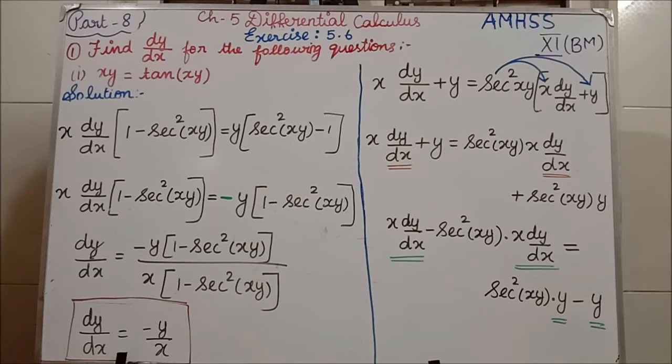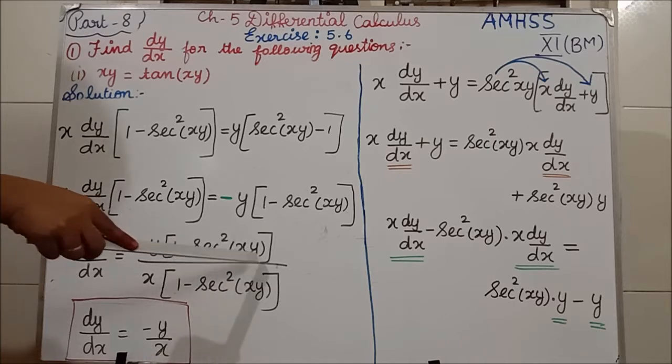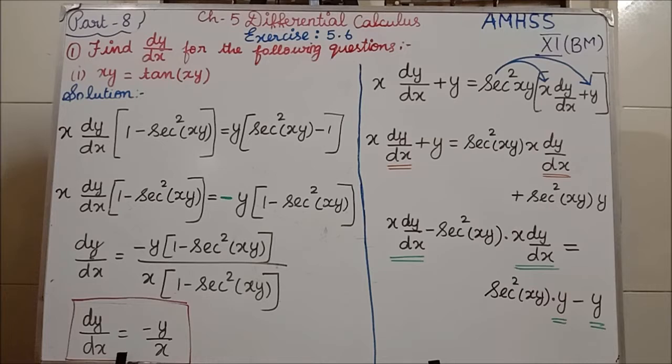Now in the next step, 1 minus secant square xy in the numerator and denominator will get cancelled. So what remains? Minus y divided by x. That is what we have to find, no? So dy by dx is minus y by x, that is our answer. With this the first subdivision is over.